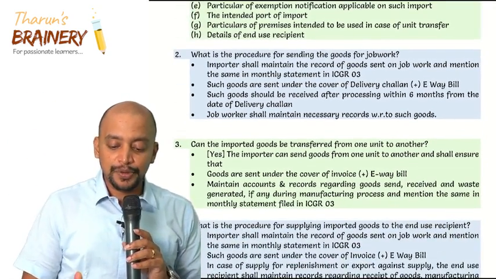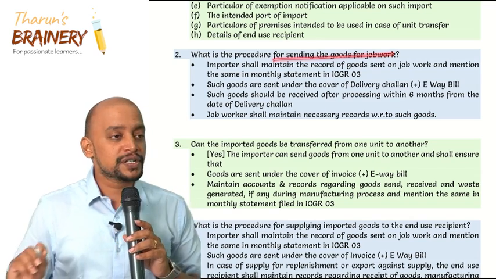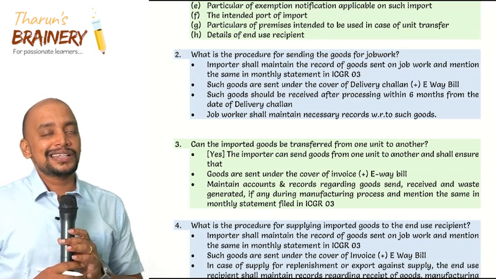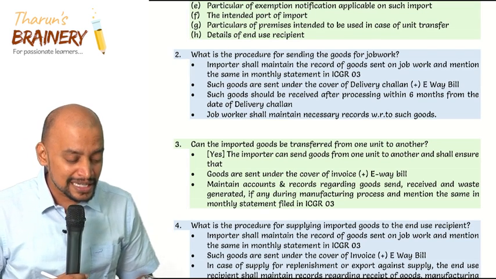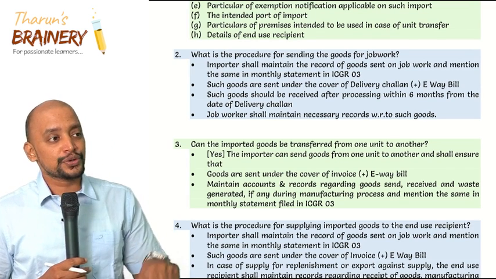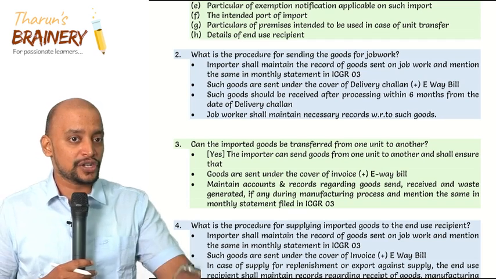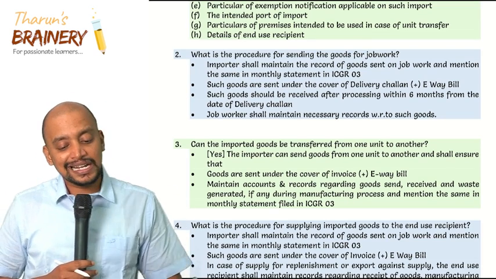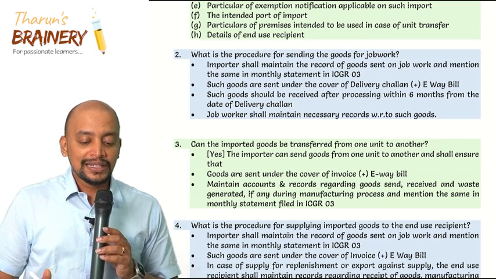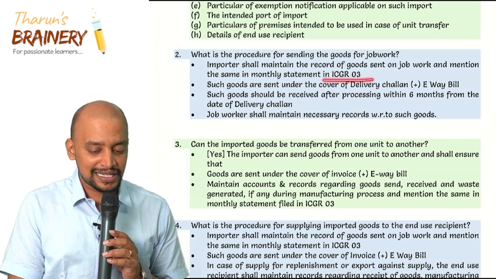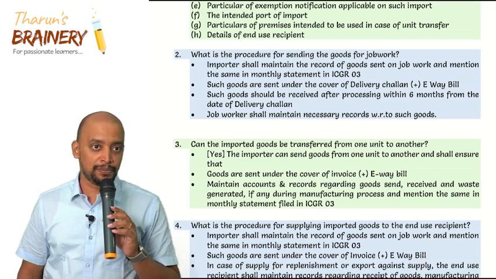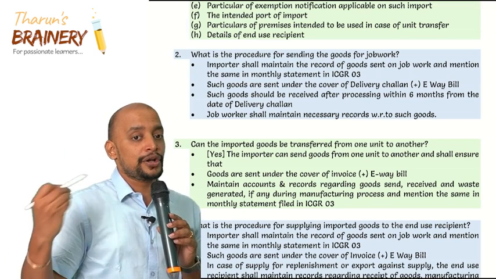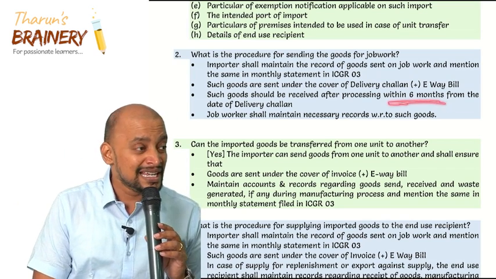Then what is the procedure for sending the goods for job work? That is, I told you, a manufacturer who is importing goods under these rules can either manufacture on his own account or he can get it done on a job work basis. But whenever he is sending the goods on job work basis, the details should be mentioned in the monthly statement and these goods should be under the cover of a delivery challan plus e-way bill, and whatever goods that are sent to job work, it should be brought back within 6 months.